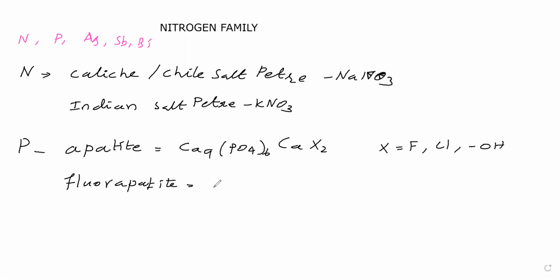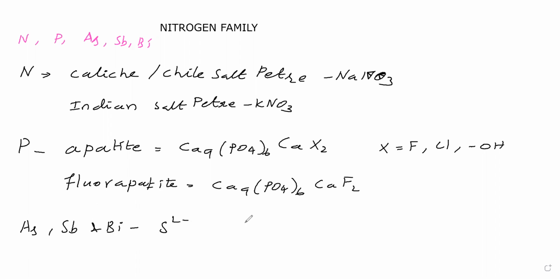The fluorapatite formula is Ca9(PO4)6 CaF2, where in the place of X we write F. So phosphorus is available in the form of apatite, for example fluorapatite. Next, we'll take arsenic, antimony, and bismuth. These are available in the form of sulfide minerals: arsenic sulfide, antimony sulfide, bismuth sulfide.